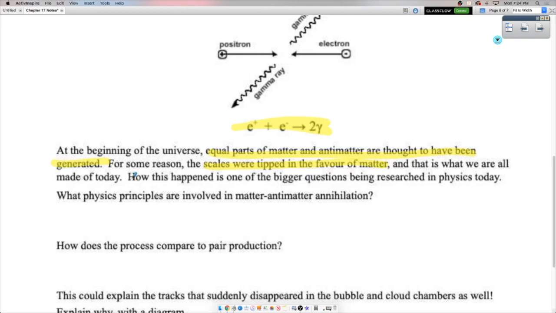Okay, that is actually one of the bigger questions being researched in physics today. So maybe I'll be able to ask one of you in 20 years why matter beat out antimatter once you've gone off to research this.